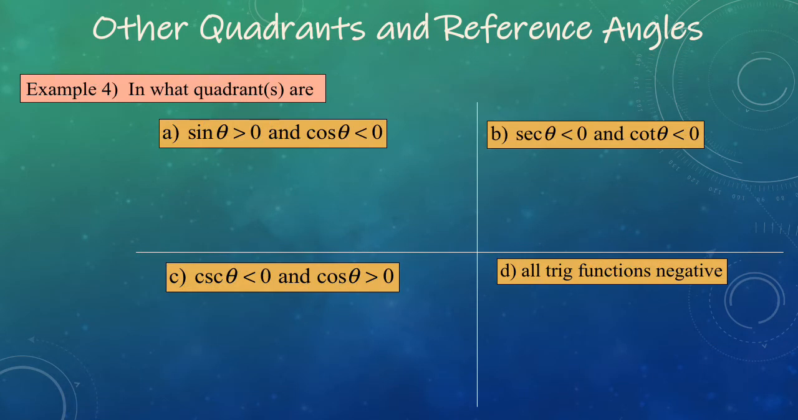Sometimes we are less concerned with the value of the trig function and more concerned with whether it is positive or negative. So in example 4, we are given some information, and we would like to know in what quadrant or quadrants the information is true. To do these problems, it is always best to keep in mind our mnemonic ASTC, which we know stands for all, sine, tangent, cosine, and represents the quadrants in which those trig functions are positive.